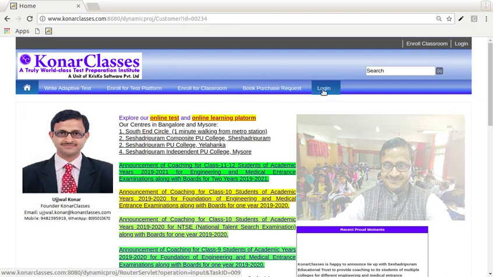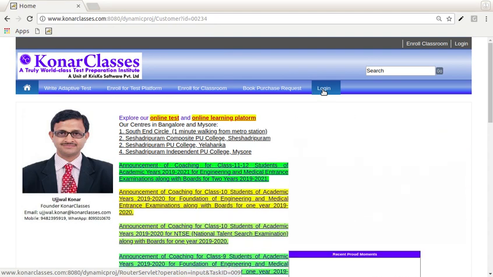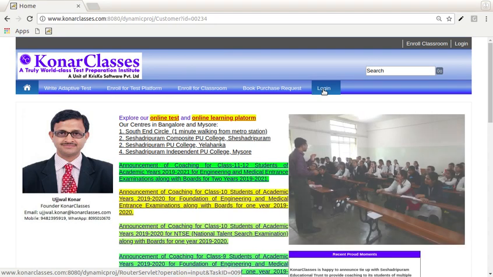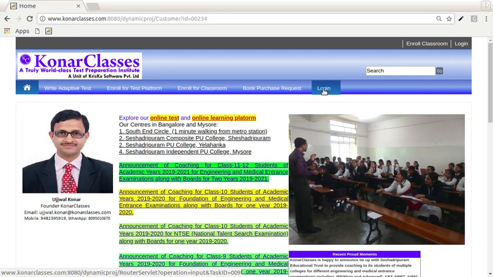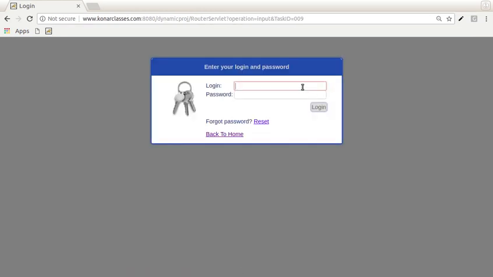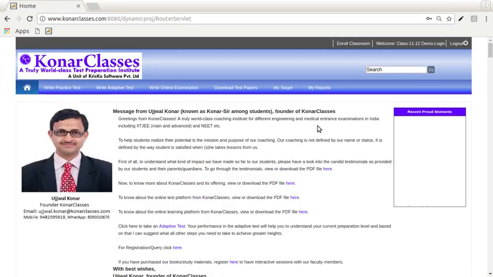Those who are registered to the online test platform and online learning platform from KonarClasses are provided with a login. So you need to click on the login button and then enter your login and password. Here I am going to use a demo login. I have entered my login and password and clicked on login. After successful login, you will get this view.